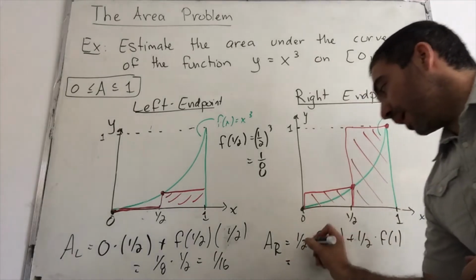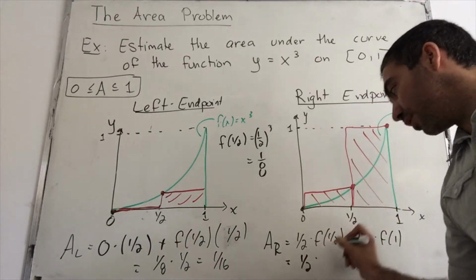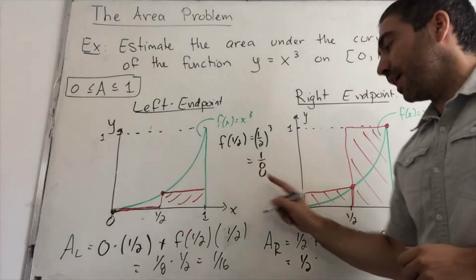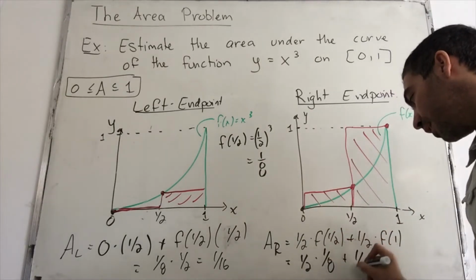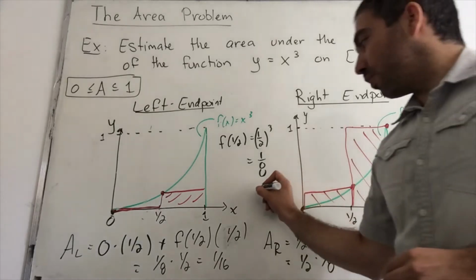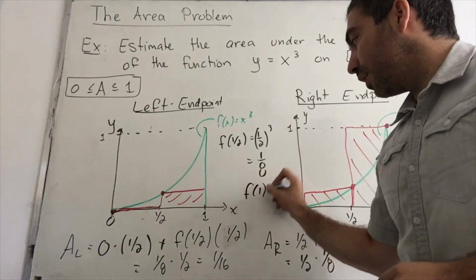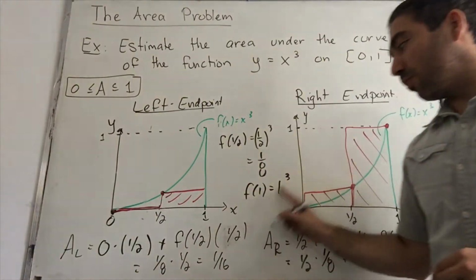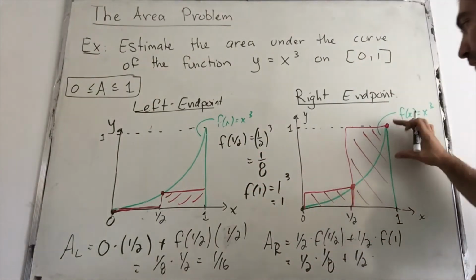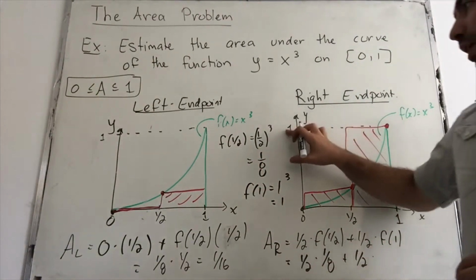So to solve this, a half times f of a half, we know that f of a half is an eighth, because it's the same function, so 1/8, plus a half times f of 1. Well, f of 1, let's do this on the side. Again, we're plugging 1 into 1 cubed because the function that we're using is x cubed. So 1 cubed is just 1. So the height of the function here is 1, as was written here.